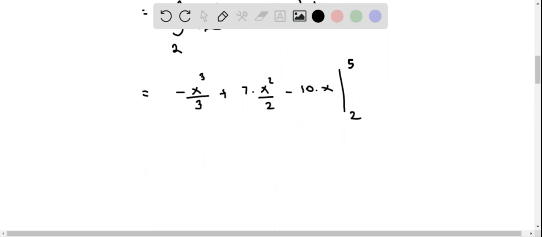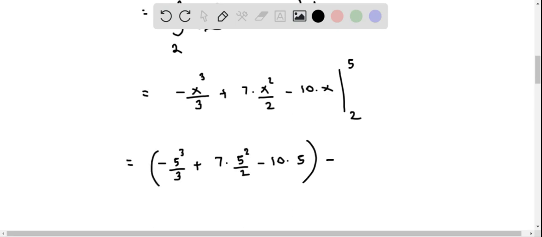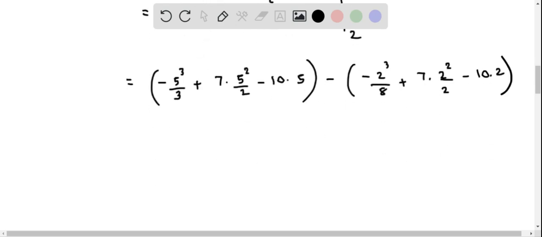Now let's replace x by the upper bound 5. And so this gives negative 5 cube by 3 plus 7 times of 5 squared divided by 2 minus 10 times of 5. We put this bracket minus. We now replace x by the lower bound, which is 2. So it is negative 2 cube divided by 3 plus 7 times of 2 squared divided by 2 minus 10 times of 2. We have to simplify this and evaluate its value.